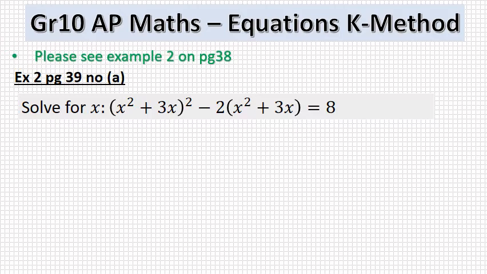Alrighty, first things first, if we have to solve for x, and you see something complicated like this, you could follow your nose and perhaps FOIL out that binomial squared, x squared plus 3x squared. You could maybe FOIL that out. You could distribute that 2 into the x squared plus 3x, the second bracket. But then you're going to see that you're going to end up with an x to the power of 4.